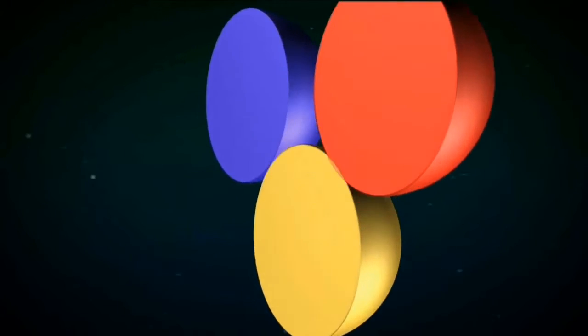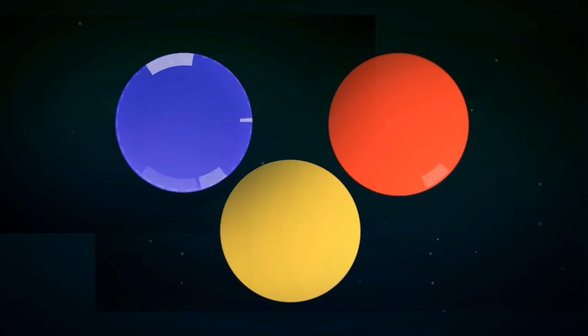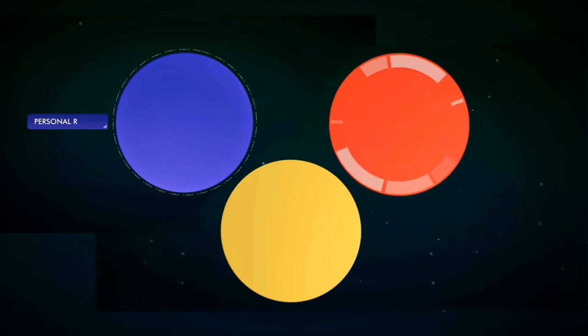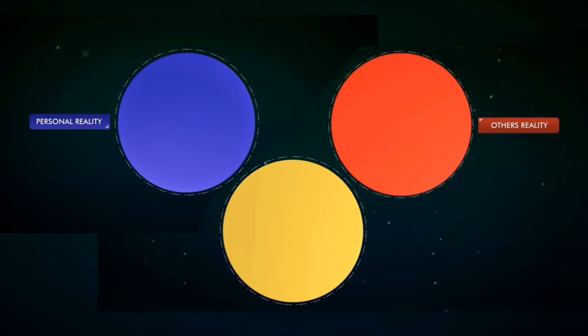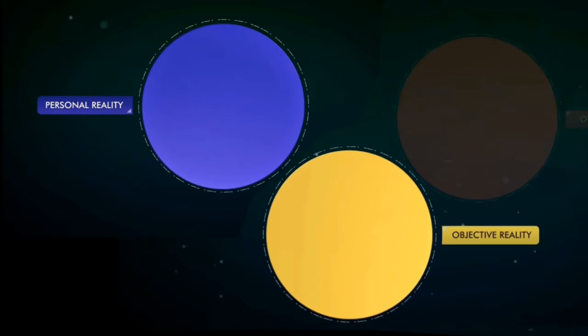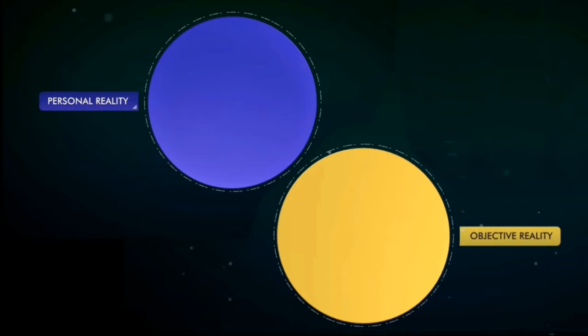First, let's look at the spheres themselves. We have the blue sphere, which is your personal reality, the red sphere, which represents another person's personal reality, and the yellow sphere, which represents objective reality. And I'll explain these terms more as we get into it. Let's start by looking at the relationship between personal reality and objective reality.